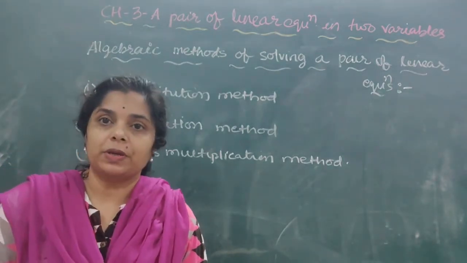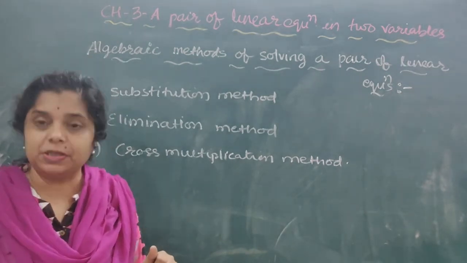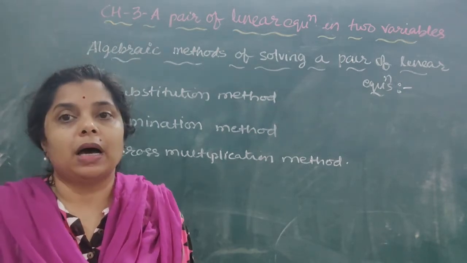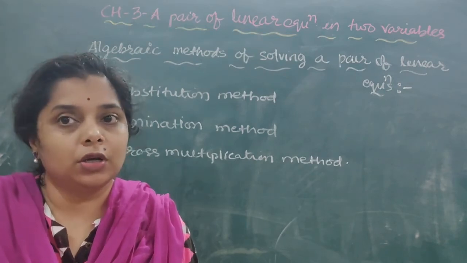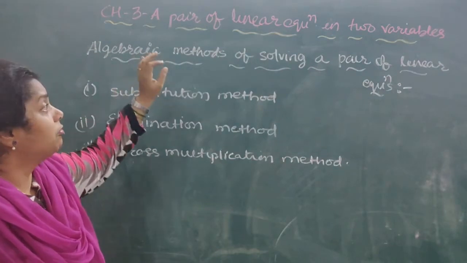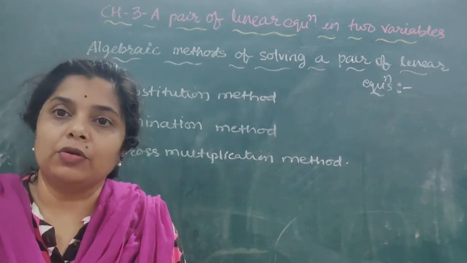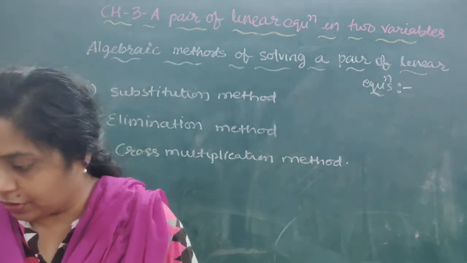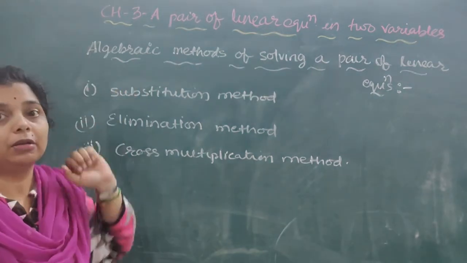Now our next topic is algebraic methods of solving a pair of linear equations. Up till now, what have we done? We have solved the given linear equations by plotting a graph. In short, by graphical representation we have found the solution up till now. But the next concept is finding the solution by the algebraic method. It means by calculation. Calculation means by subtraction or by addition or by multiplication or by division.